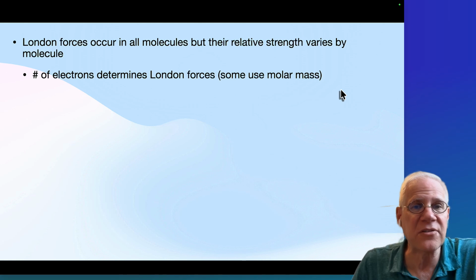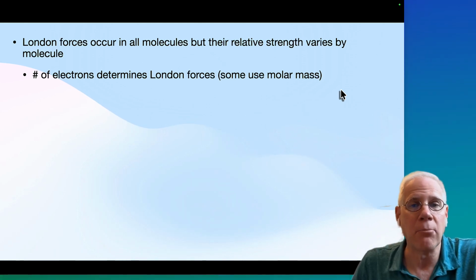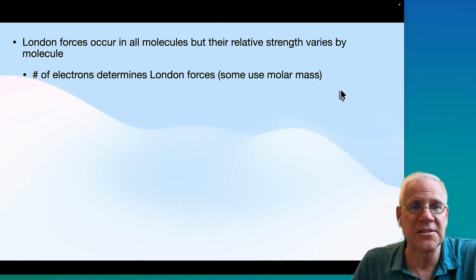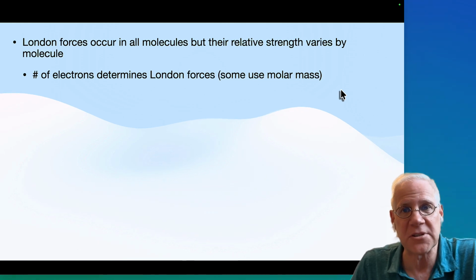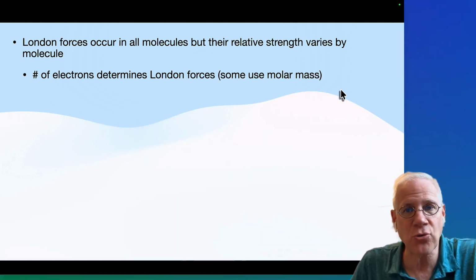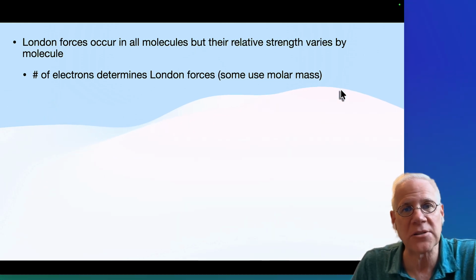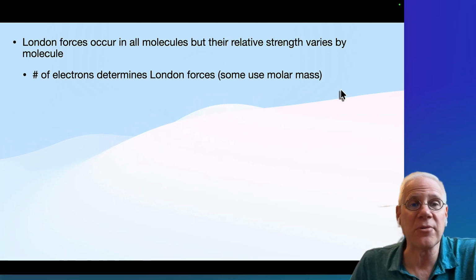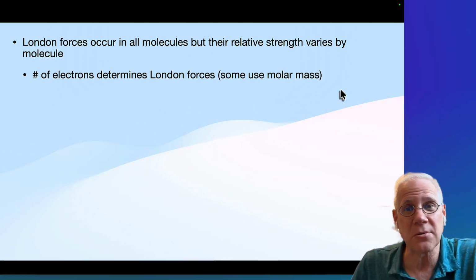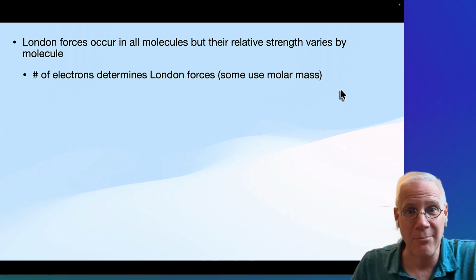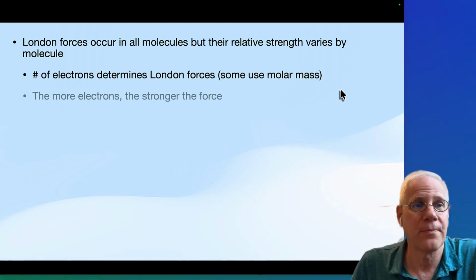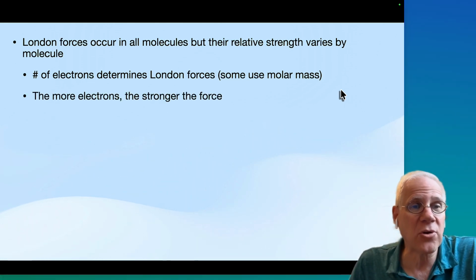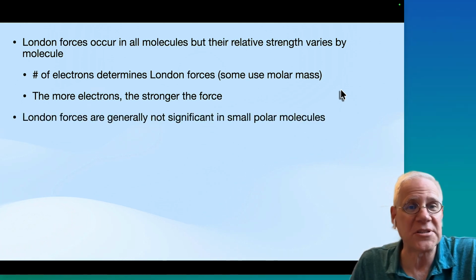Now, you will see some graphs occasionally that use molar mass as the determiner for the strength of London forces. It does follow the same trend as the number of electrons, so I understand why people use it, but I prefer to use number of electrons because that is truly what is creating the London forces, not molar mass. So the more electrons you have, the stronger the London force is.